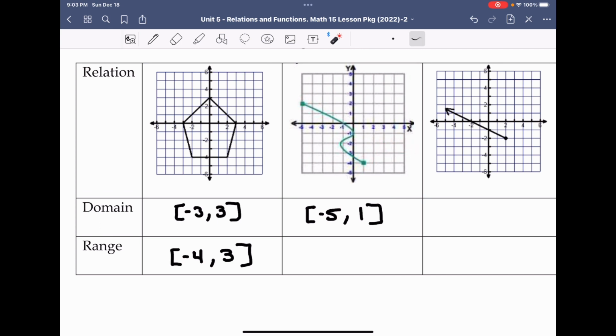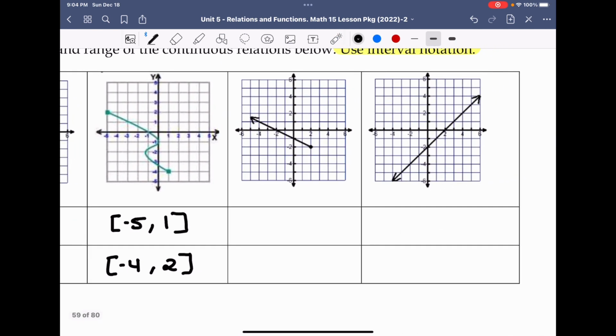Okay, now we look at our range. The lowest possible y value occurs here at -4. The highest value occurs at 2. So when we do this, we're going to do square bracket -4, all the way up to a maximum of 2. And there's square brackets for both because remember, they are solid dots here.